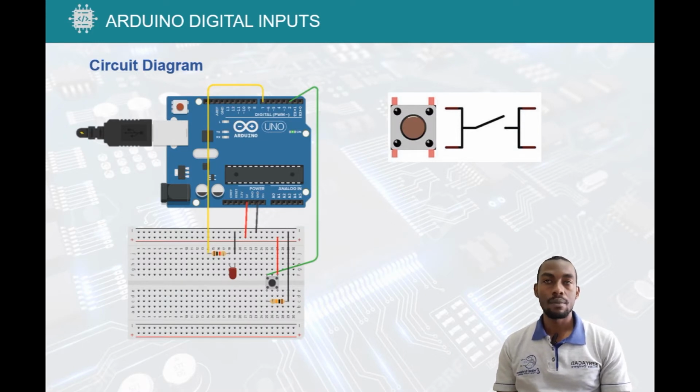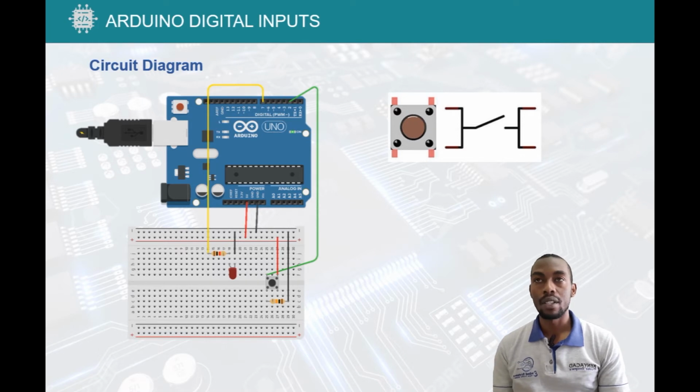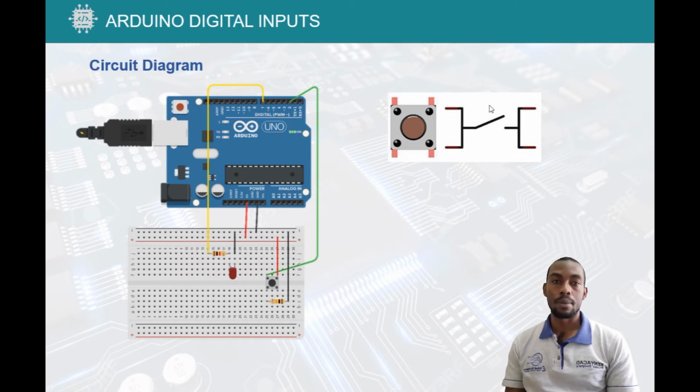So this is the circuit diagram for our demonstration. The LED circuit we had seen earlier, but now we are especially focusing on the button section. This is how the symbol for a button looks. You have this pin and this pin connected together, and then this pin and this pin also connected together, but there is a gap. When you press it, you close this gap, and when you release it, you open this gap.